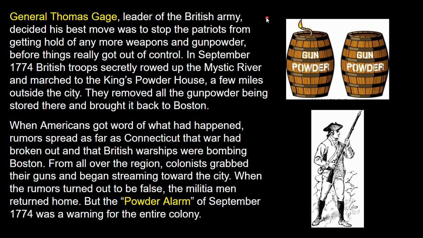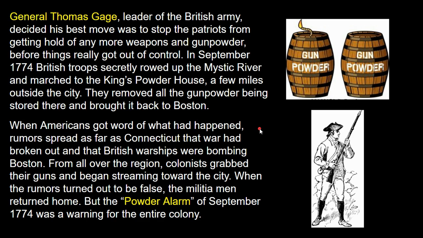Okay, here we go again. General Thomas Gage, leader of the British Army, decided his best move was to stop the Patriots from getting hold of any more weapons and gunpowder before things really got out of control. In September 1774, British troops secretly rowed up the Mystic River and marched to the King's Powder House, a few miles outside the city. They removed all the gunpowder being stored there and brought it back to Boston.